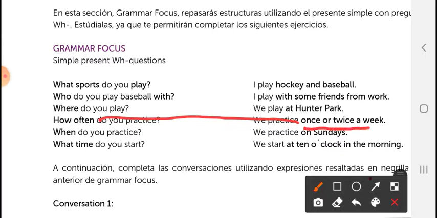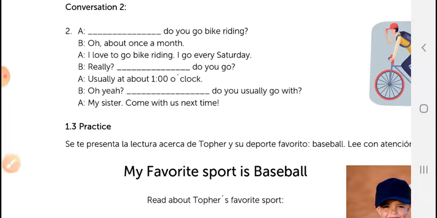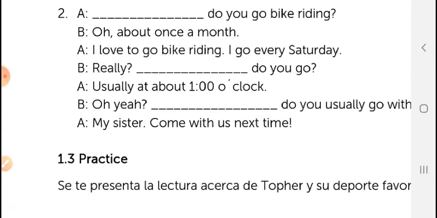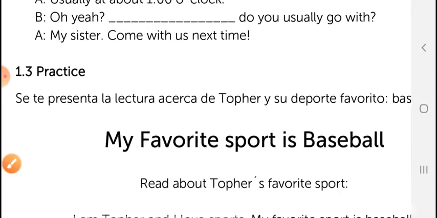Me está diciendo once or twice a week, una vez a la semana. Pero ¿cómo se pregunta para decir eso en English? Que tan a menudo, how often, ¿ok? You see? La respuesta te da la clave. The answer gives you the key, ¿ok? Ahora, ¿con quién vas? Who do you usually go with? My sister, ¿ok? Now let's continue.